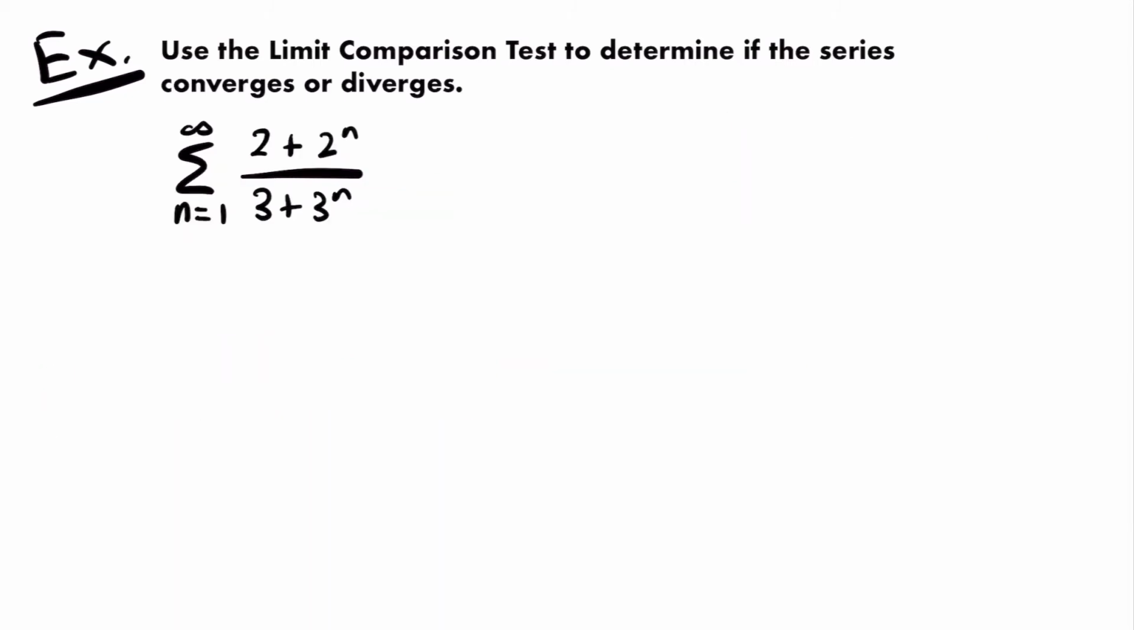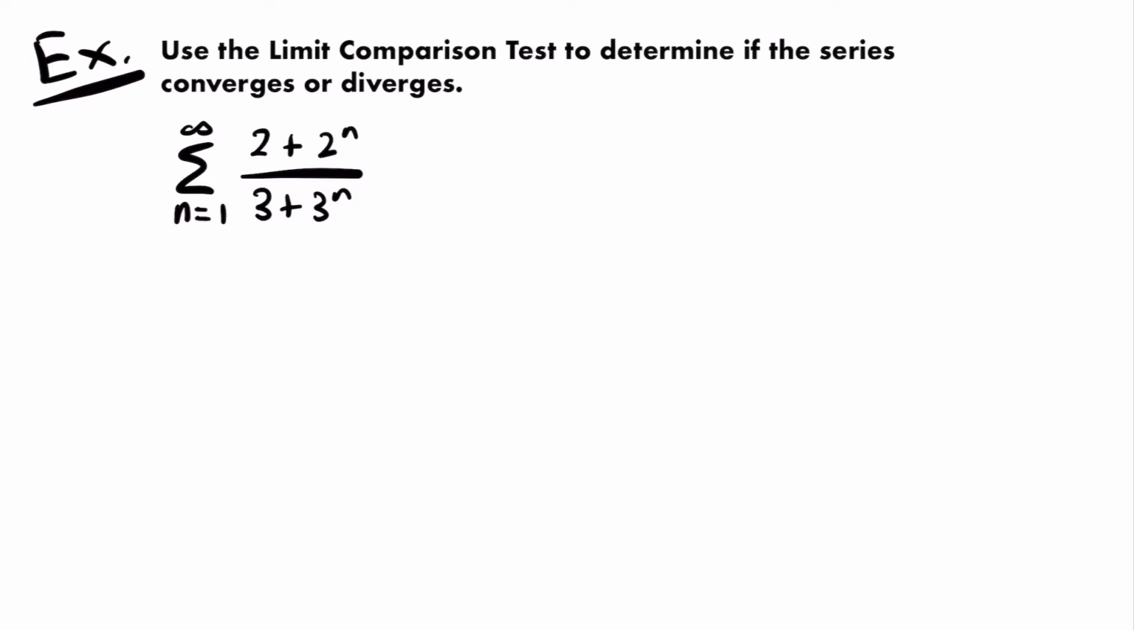All right, so next up we have this series, the sum from n equals 1 to infinity of 2 plus 2 to the power of n divided by 3 plus 3 to the power of n, and we want to use the limit comparison test to determine if it converges or diverges. All right, and so the first step is to find a series that we can compare to this series, specifically a series that we do know the convergence of. So typically that's going to be either a p-series or a geometric series.